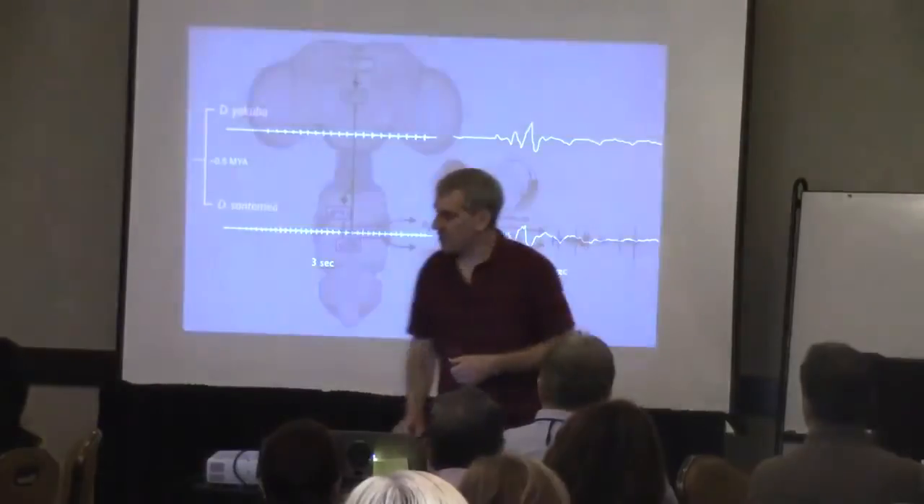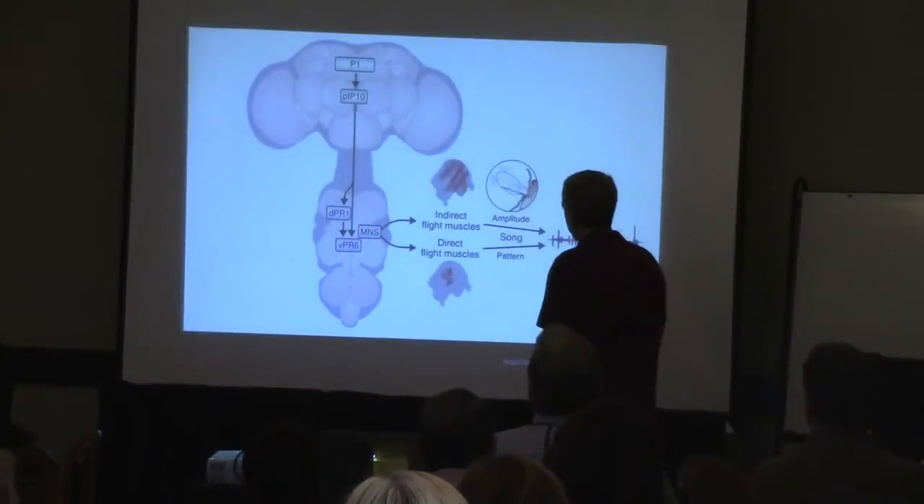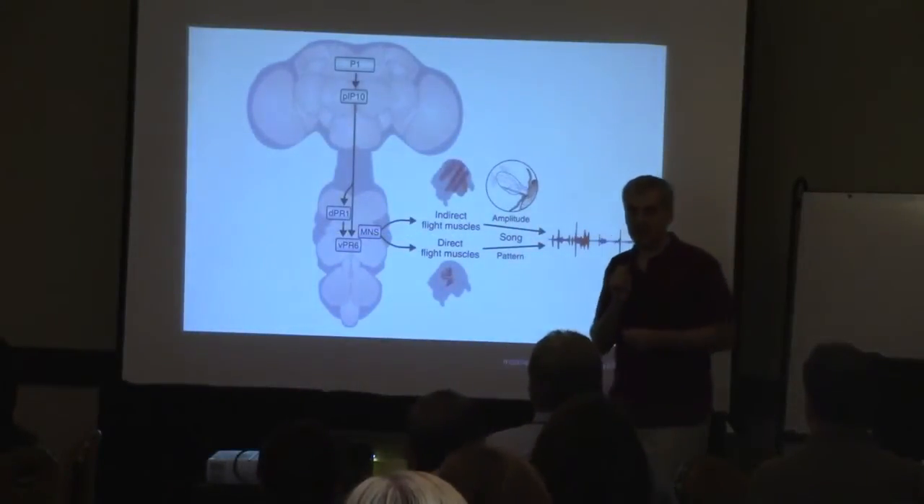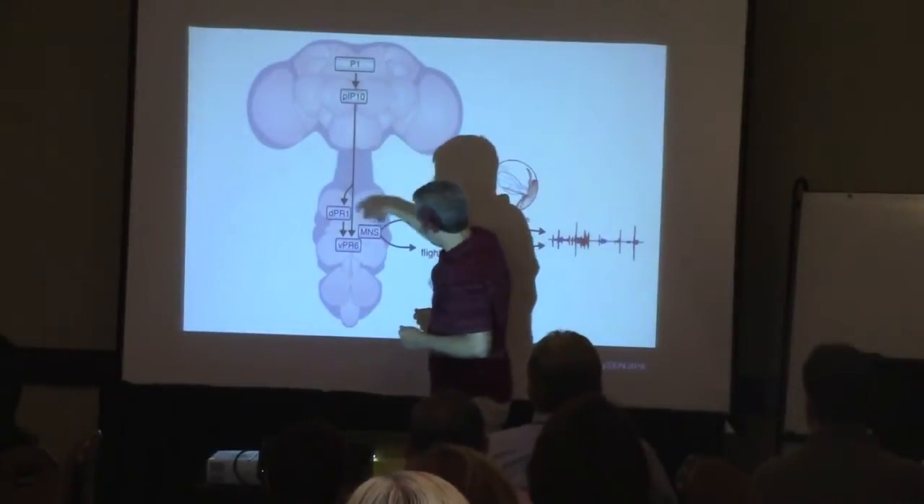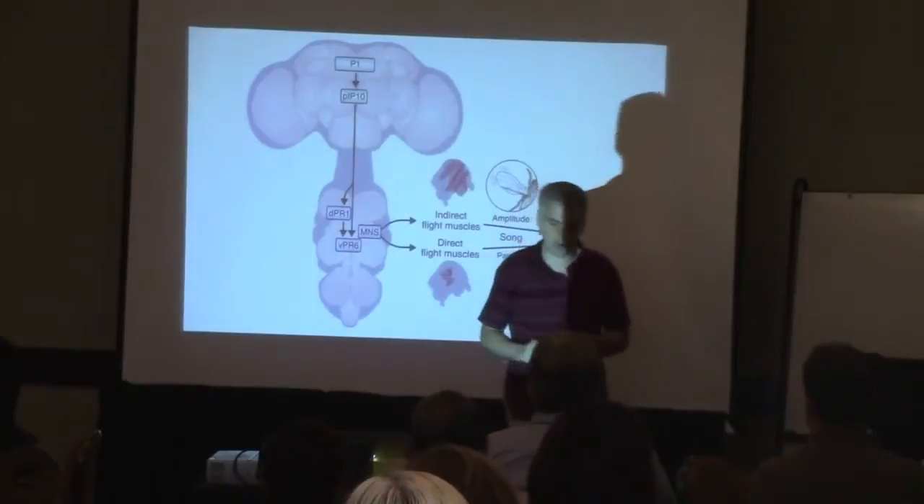So what we're going to do is ask which part of the brain is involved in generating that species difference. So I told you that PIP10 is the neuron that's driving this circuitry in the thorax.